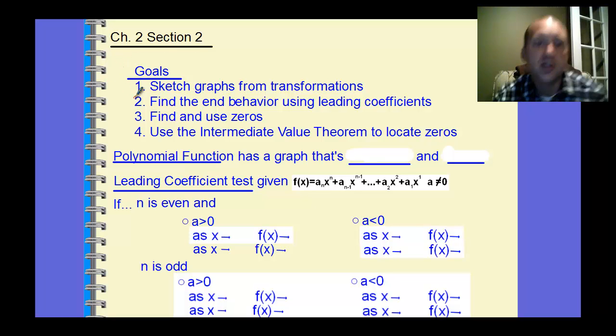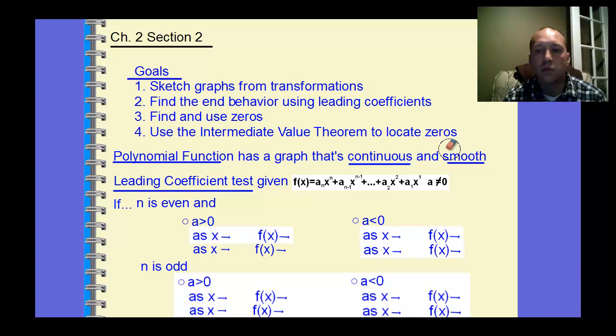Pre-calc, Chapter 2, Section 2. So we're going to look at polynomials here, and we're going to look at transformations in behavior, zeros. Polynomial function. A polynomial function has a graph that is continuous and smooth.